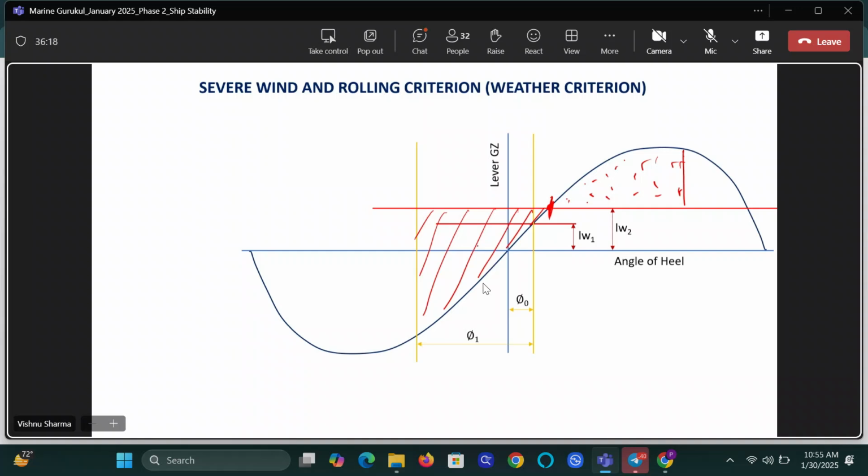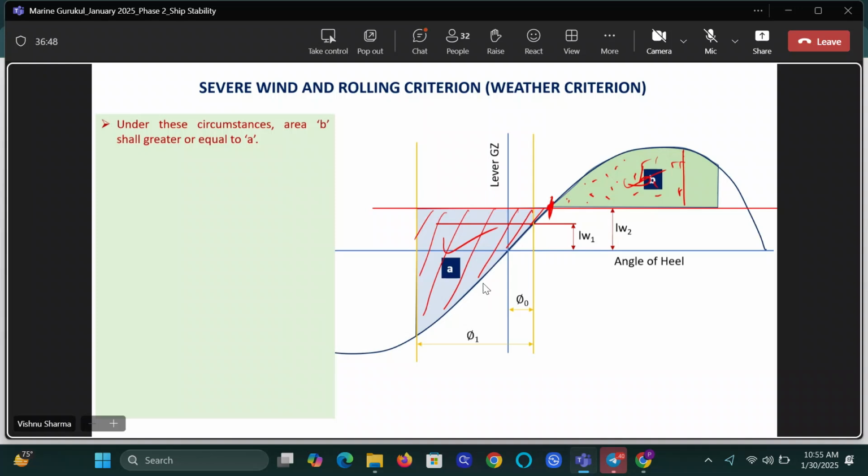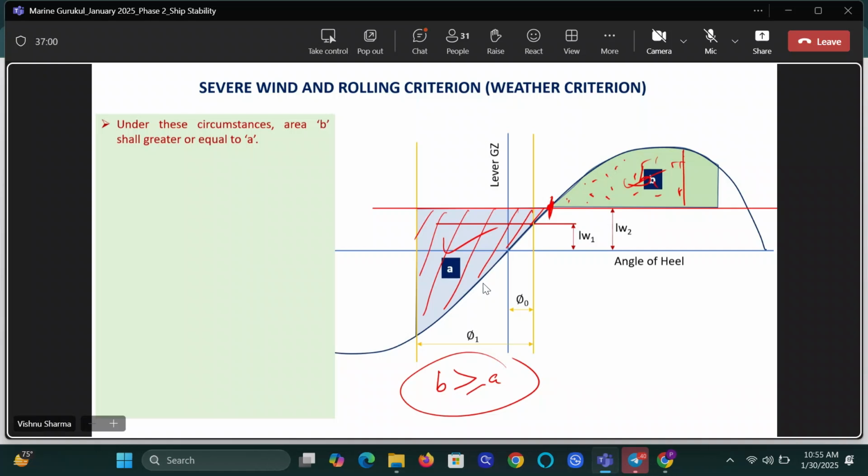So basically, you have two areas, this one and this one. One is trying to heel the ship, the other is trying to resist the heel. So what does the IMO want? IMO wants that under these circumstances, what circumstances? First affected by steady wind, then impacted by a wave, and then wind becoming stronger. Under these circumstances, area B, this area, should be greater than or equal to A. Why? Because area B should have the capability to resist the roll before the vessel gets lost or capsizes.